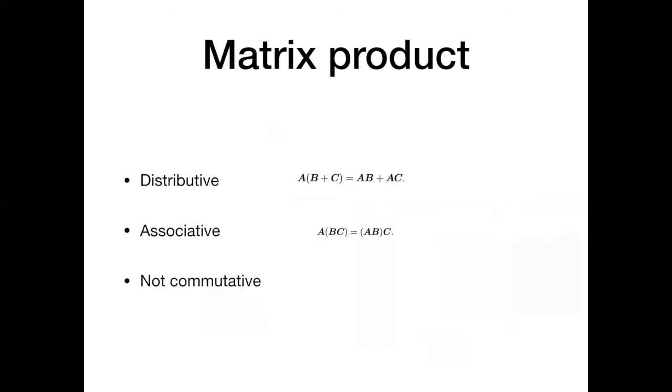Here are some properties of matrix product. It's distributive and associative, but it's not commutative. It means usually AB is not equal to BA. It's not a commutative operation.